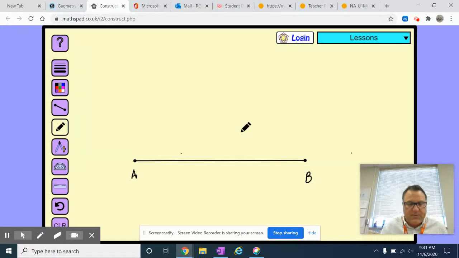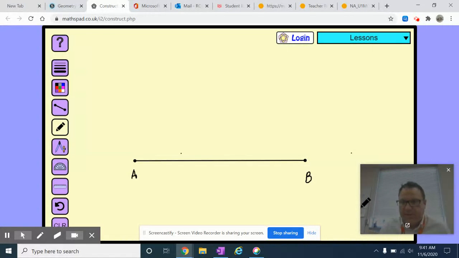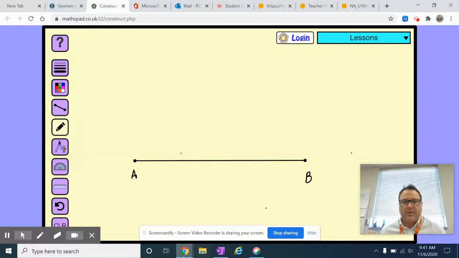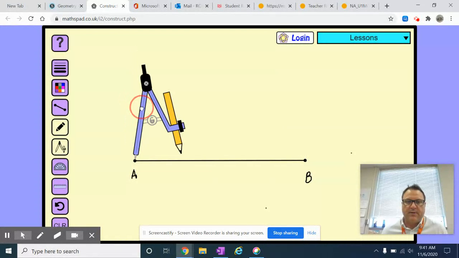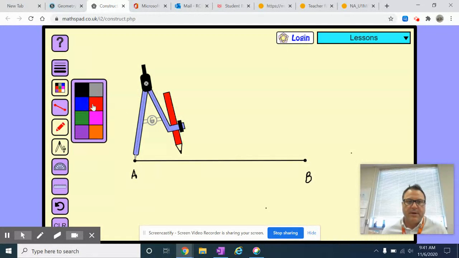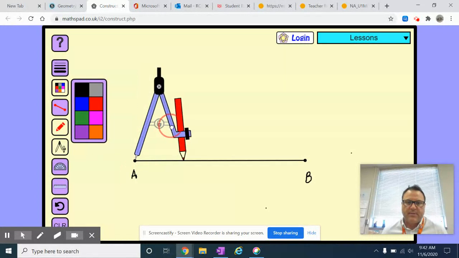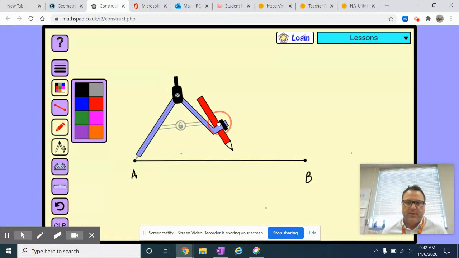Okay, so what we're going to do is construct a perpendicular bisector here. All right, so what do we do? Well, the first thing we do is take our compass, and I'm going to change the color on this just because I think we'll see it a little better. Then I'm going to take that compass and stretch it over halfway on the segment. So I'm going to put my needle on A or B, it doesn't matter, and then stretch the compass just over halfway, okay?